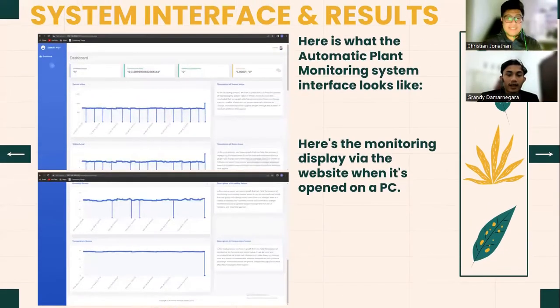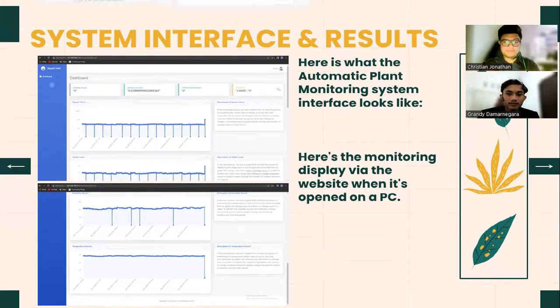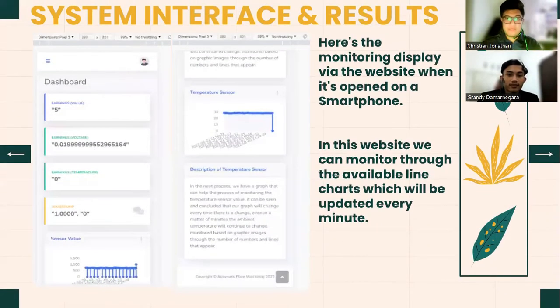And next we have system interface and results. This is an example of the picture. The automatic plant monitoring system interface looks like this. Here is the monitoring display via the website when it's open on a PC. And then we have the monitoring display via the website when it's open on a smartphone.